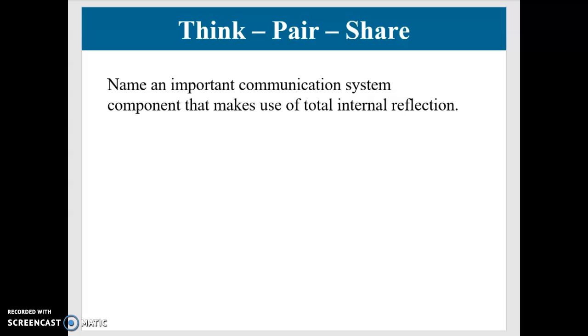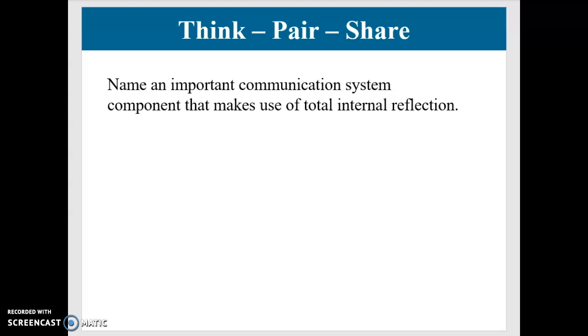Okay. And number 4, name an important communication system component that makes use of total internal reflection. And here the answer that we just discussed at the end of the last video would be optical fibers. All right, and again, they're highly valued for transmitting data.